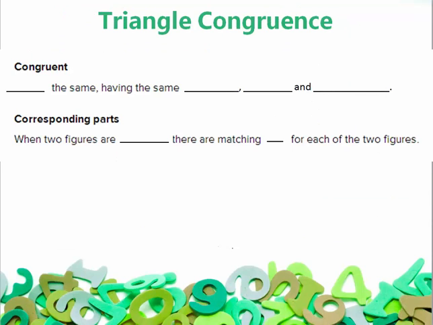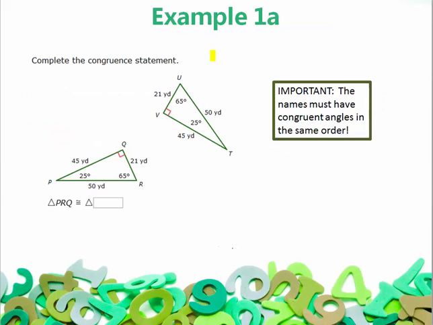Let's go on. Congruence. What does congruent mean? Congruent means it's exactly the same, having the same size, shape, and measurement. Corresponding parts. When two figures are congruent, there are matching parts for the two figures. So when two figures are congruent, when they have exactly the same size, shape, and measurement, there are matching parts. And these matching parts are called corresponding parts.